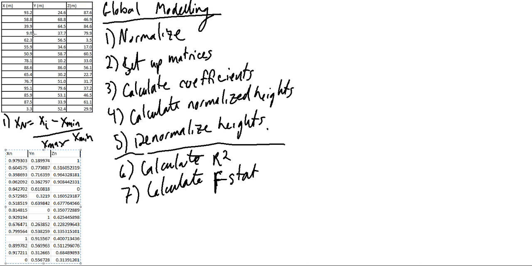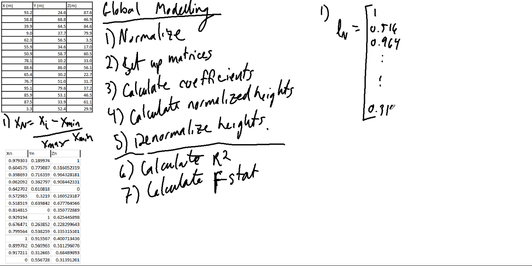Once I've done the normalizing, now I need to set up my matrices. The matrix setup is probably one of those sections that people get really concerned about, but it's really not that hard. First of all, my L matrix is actually my L normalized matrix, which is all my Z values. So this is going to be 1, 0.516, 0.964, all the way down to 0.314.